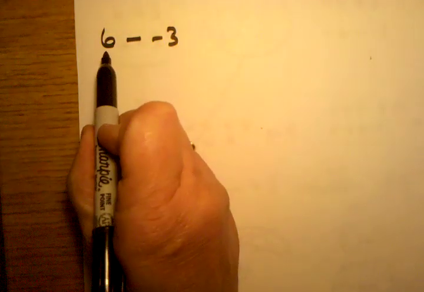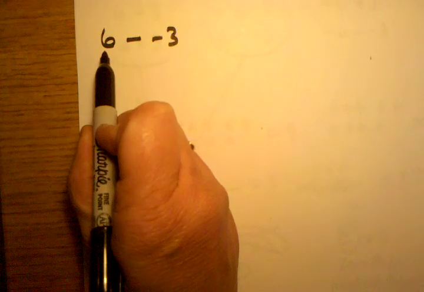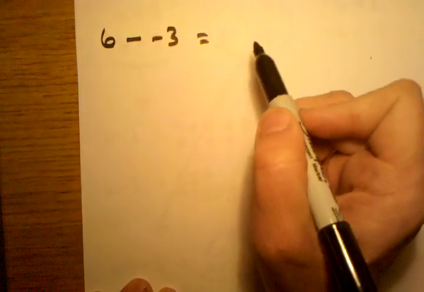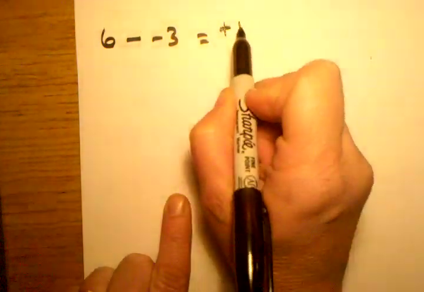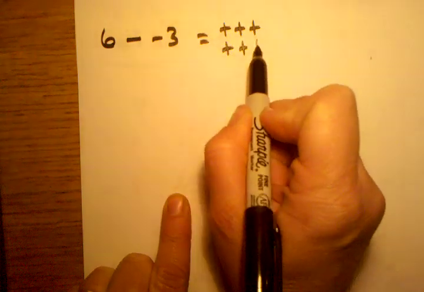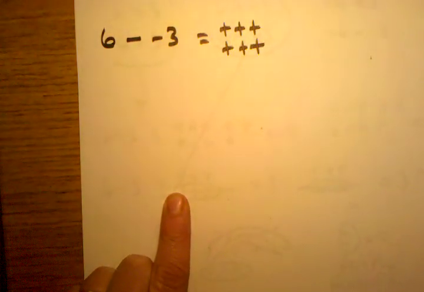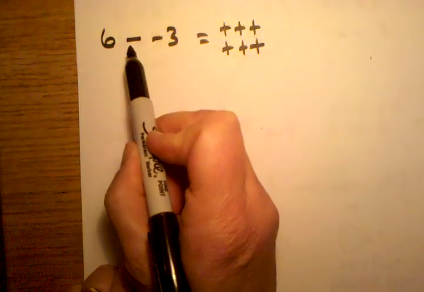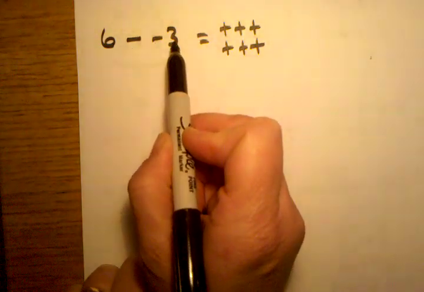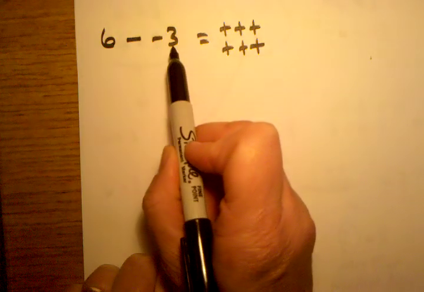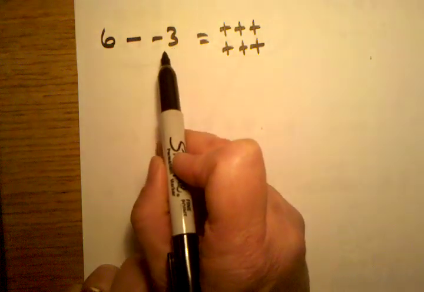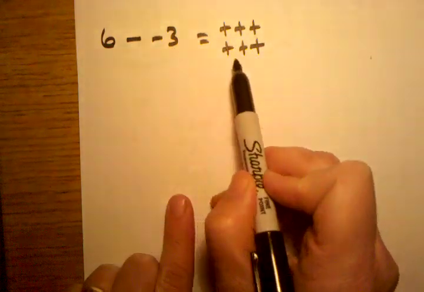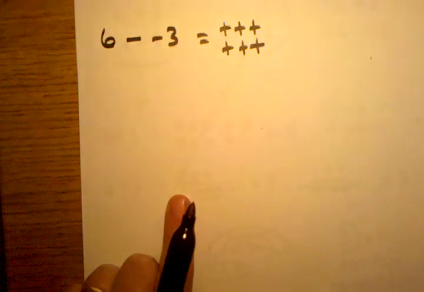So I'm starting off with a positive 6 number. If I were to think of this as positive and negative signs, I have 6 positive signs. And I'm going to have to subtract a negative 3, which is 3 negative signs. But when I look at this pile, I only see 6 positive signs.